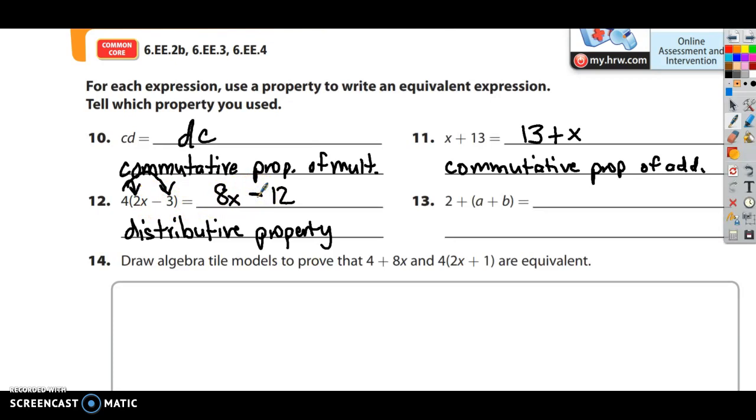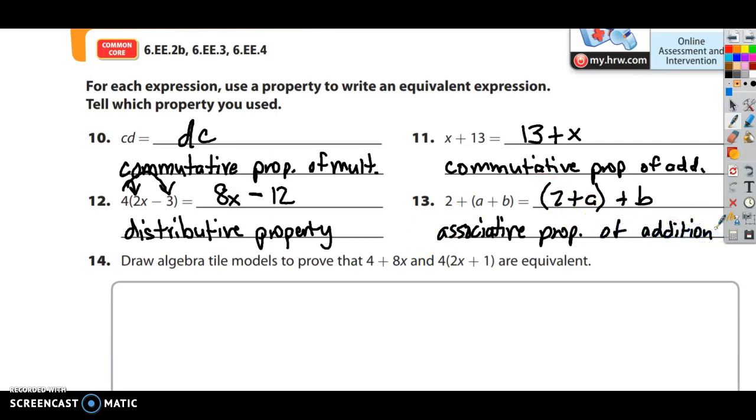And then number 13 is the one where you can change the grouping symbols. And those are called the associative properties. So the associative property states that you can change the grouping symbols, but it won't change the answer. If I do a plus b and then add that to 2, or if I do 2 plus a and then add that to b, you get the same answer. So what I'm going to do is write 2 plus a plus b all in the same order, but I'm going to take the grouping symbols that were around a and b and move them out to be around 2 and a, and that's called the associative property of addition.